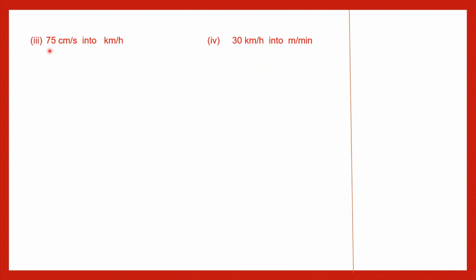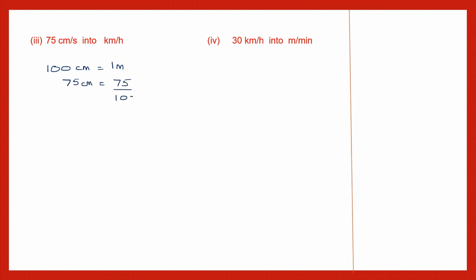Question 3. Convert 75 centimeter per second into kilometer per hour. So kilometer per hour is fine. Now centimeter per second, let's change the centimeter to meter. So we're going to convert 75 centimeter per second into meter per second. So 100 centimeters make 1 meter. So 75 centimeters will be 75 by 100.